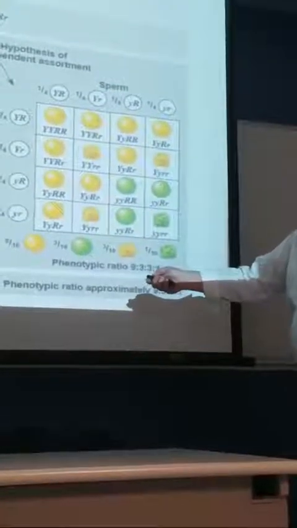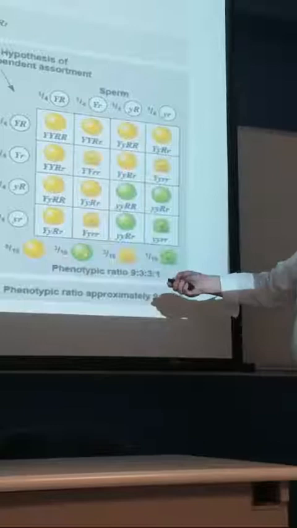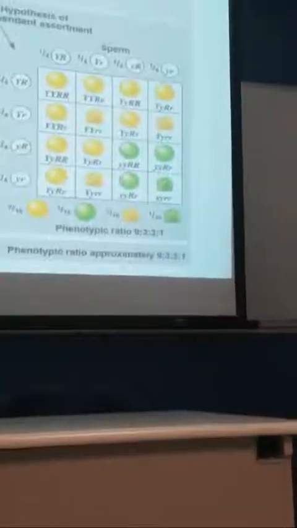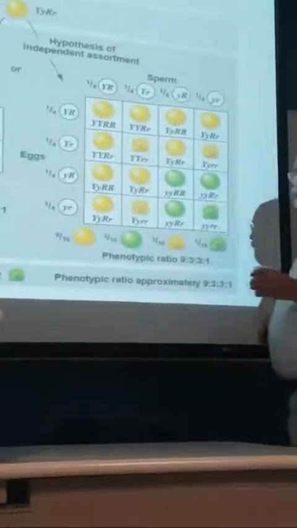9 out of the 16 were the round and yellow. 3 out of the 16 were round and green. 3 out of the 16 were wrinkled and yellow. And 1 out of the 16 was wrinkled and green. That is your ratio: 9, 3, 3, 1.